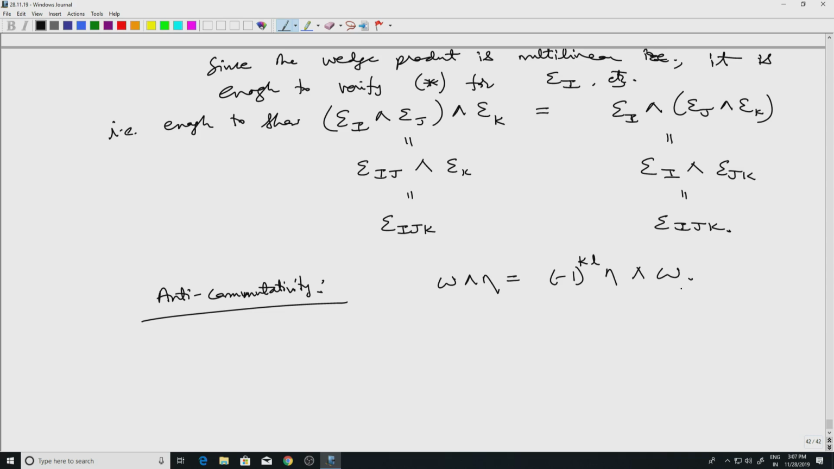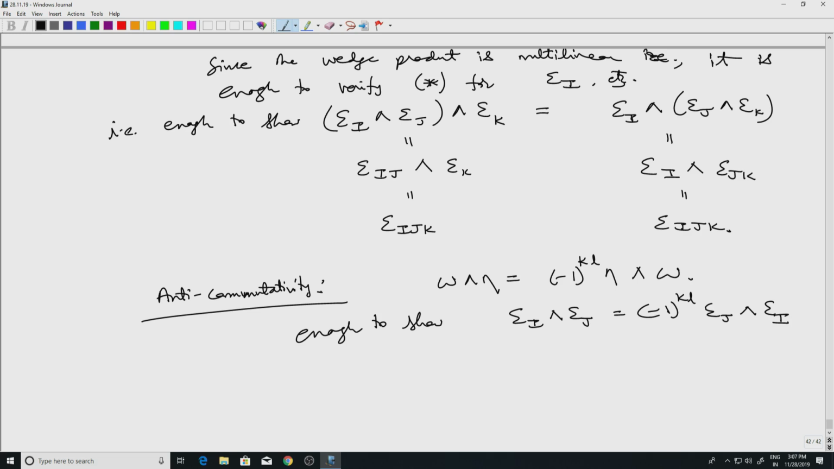So again, we can use our basis to write omega in terms of the epsilon I, eta in terms of the epsilon j, and it is enough to show, by the same logic, since we end up with the same coefficients, that epsilon I wedge epsilon j equals -1 to the power kl times epsilon j wedge epsilon I. So I'll just write this and then stop. So it is enough to show this.